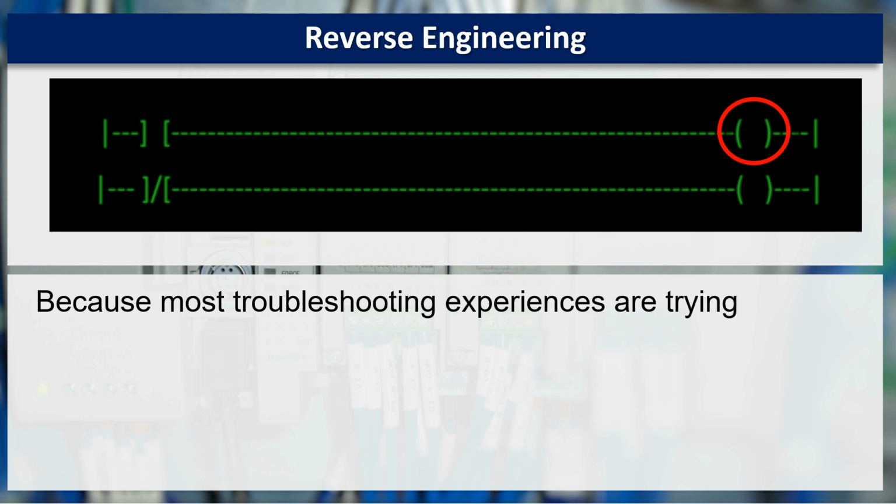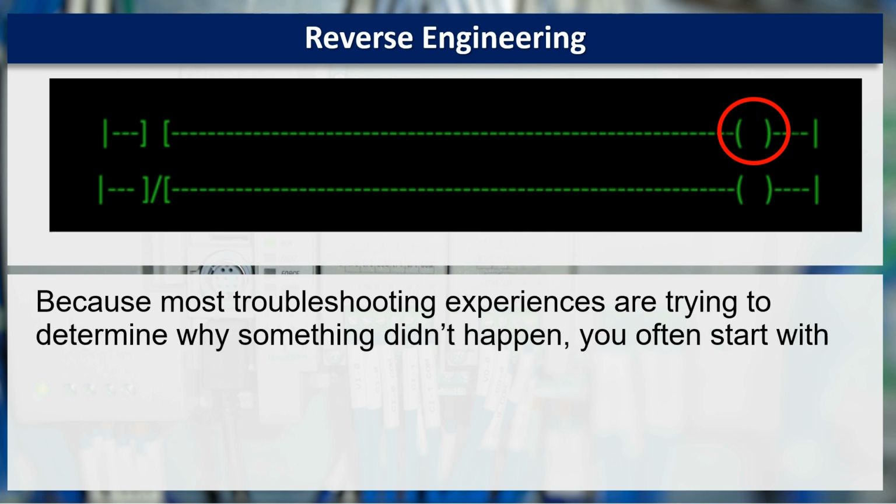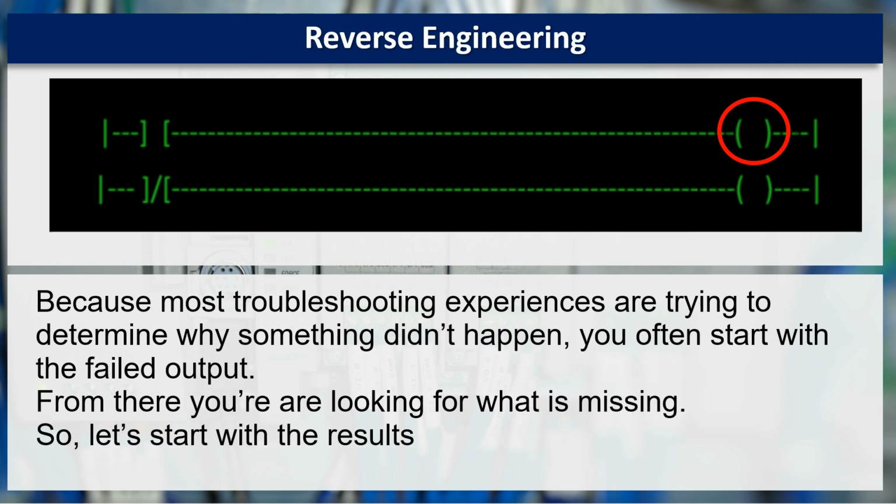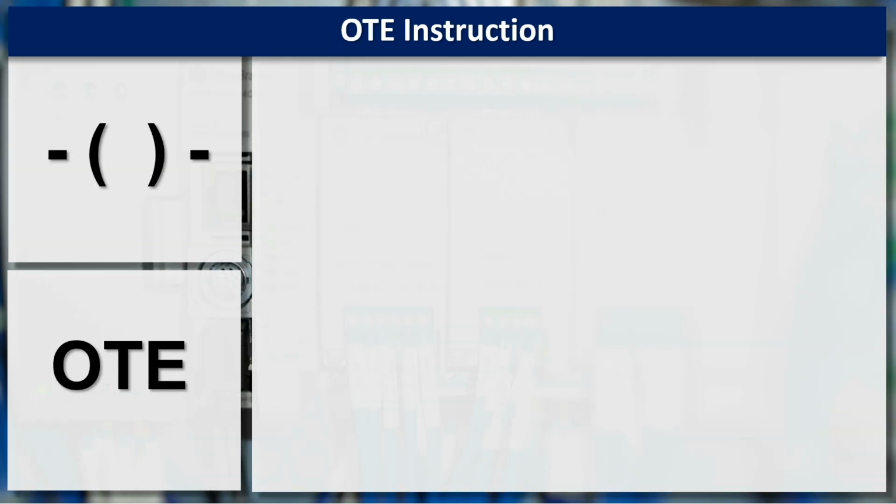Because most troubleshooting experiences are trying to determine why something didn't happen, you often start with the failed output. From there, you are looking for what is missing. So let's start with the results of a rung of logic, the output. The OTE instruction, output energize. We're going to start with the result rather than the logic.